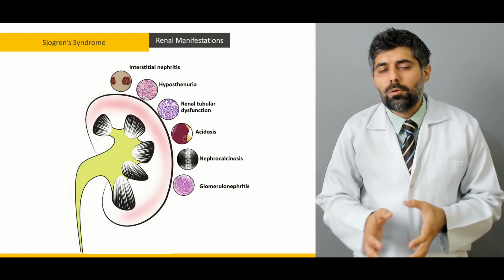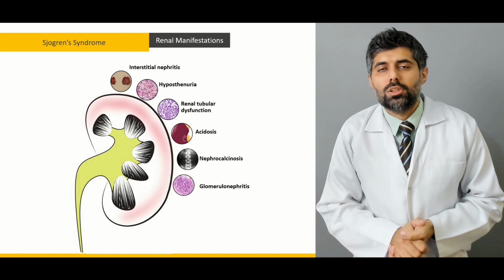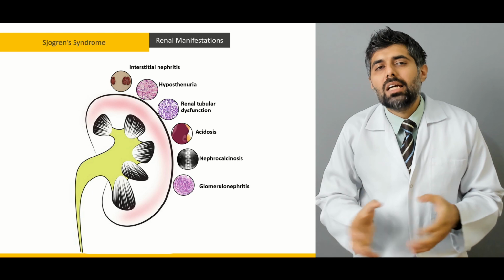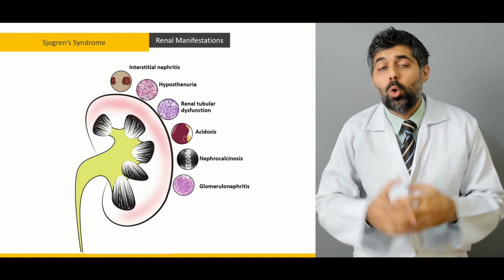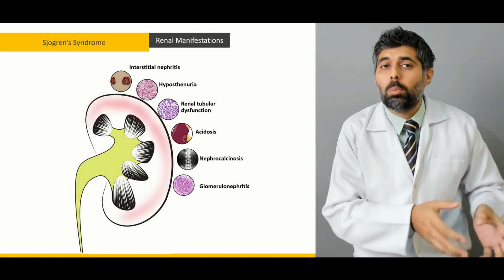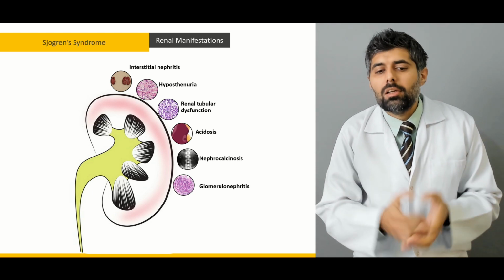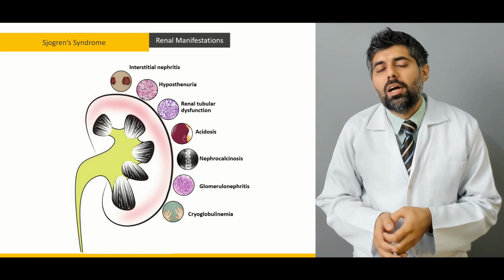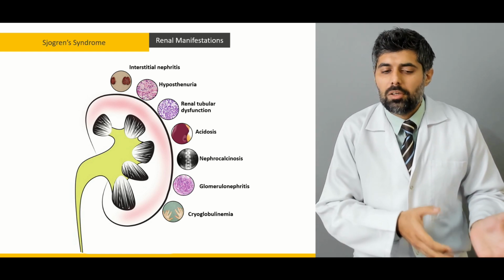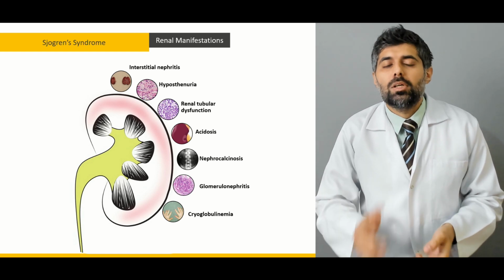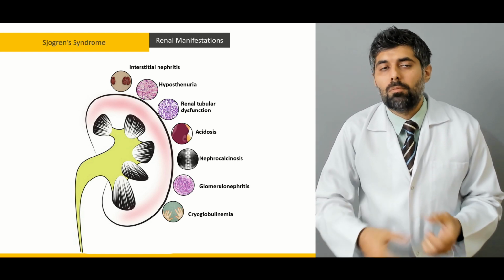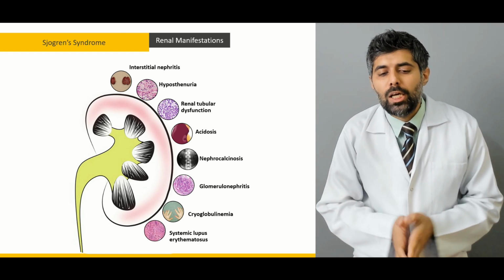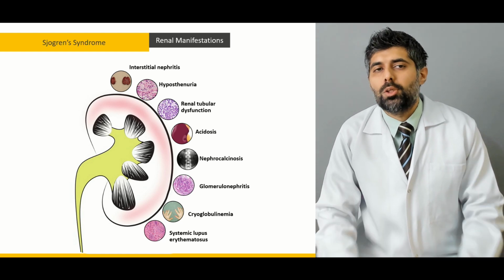Now, if nephrocalcinosis, acidosis and tubular dysfunction occur together, this can result in inflammation of the whole nephron along with the glomerular apparatus, resulting in glomerulonephritis. Now, this glomerulonephritis can even occur with cryoglobulinemia, where the cryoglobulins are found in the blood. And this can even give way to systemic lupus erythematosus.